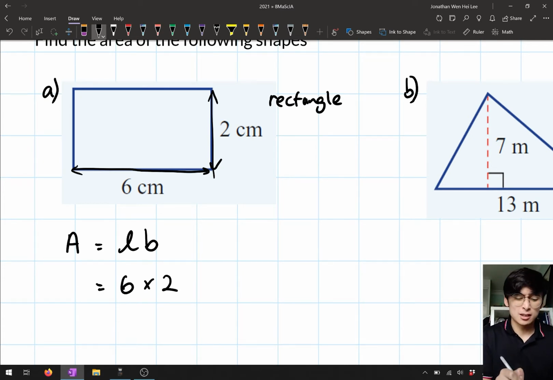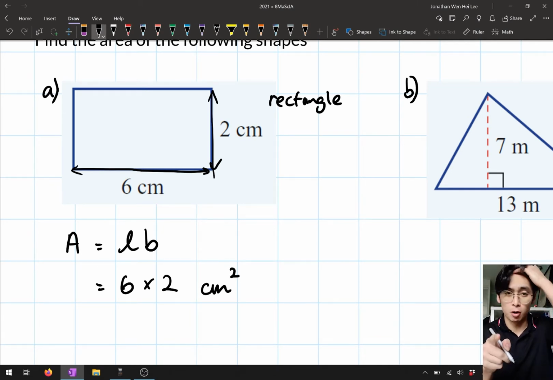And because we've got centimeters and centimeters in our measurement, we're going to write centimeters, but because it's an area, we want to write that as centimeters squared. Remember, area is measured in squared units. So I'm going to write here centimeters squared. Very important. If you write centimeters, you're not right. That's not right. So here, we need to write it in centimeters squared.